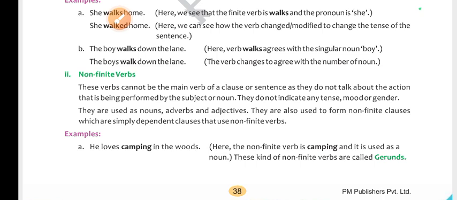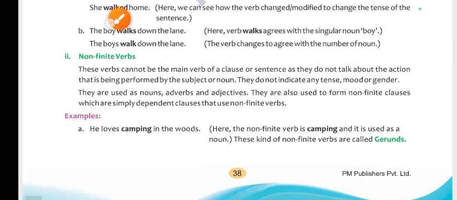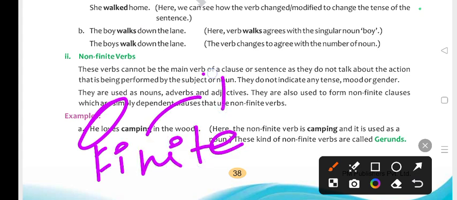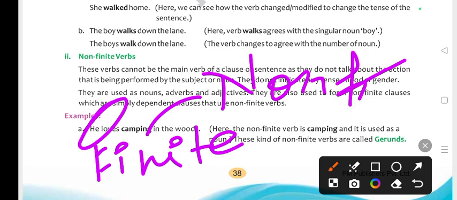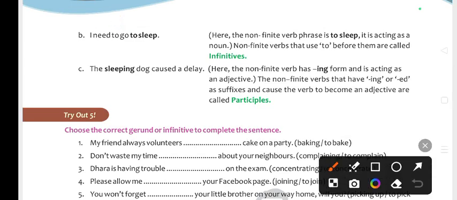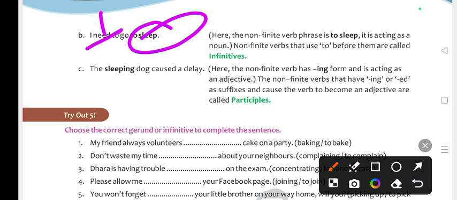He loves camping. Here loves is a finite verb, but camping is what? Camping is a non-finite verb because it does not change if the subject changes, right? I need to go to sleep. Again, there will be changes in need only. So need is finite and sleep is non-finite.